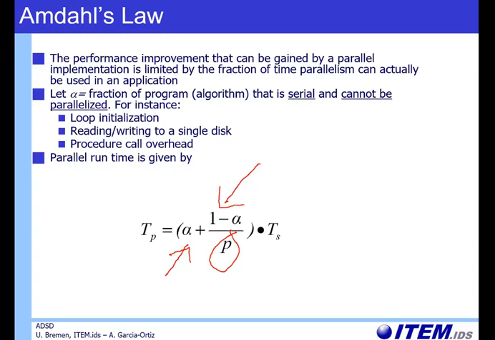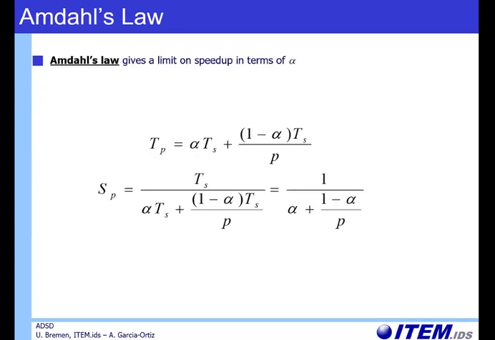What you can observe is that even if you put an infinite number of processors, you are never going to get a time which is smaller than alpha times TS. So if we take this formula and try to calculate the parallelization factor that we get, you just divide the two numbers and do the math, and you obtain this formula.